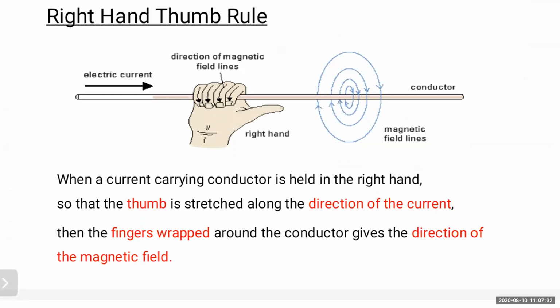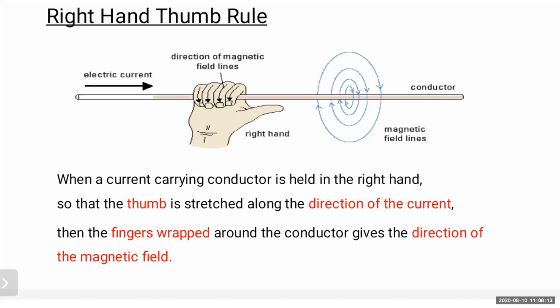When the current carrying conductor is held in the right hand and the thumb is stretched in the upward direction along the direction of the current, then the fingers curve and wrap around the conductor. The curled fingers give the direction of the magnetic field.